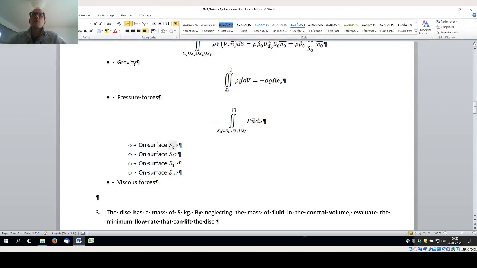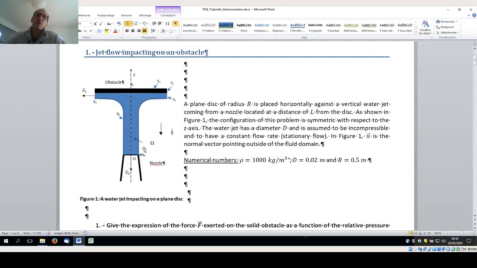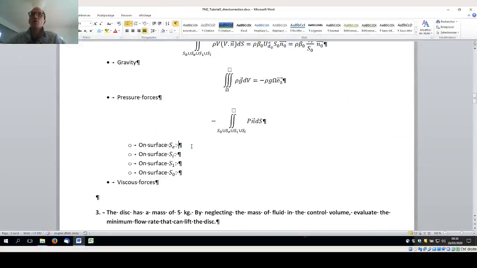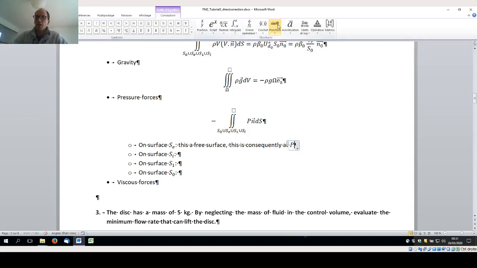If you know some information, you will simplify it, and if you do not know anything, you will not write anything. So surface SE, this is the exterior surface in contact at the interface between water and air. At the interface between water and air, this is a free surface. Consequently, on a free surface the pressure is simply the atmospheric pressure.